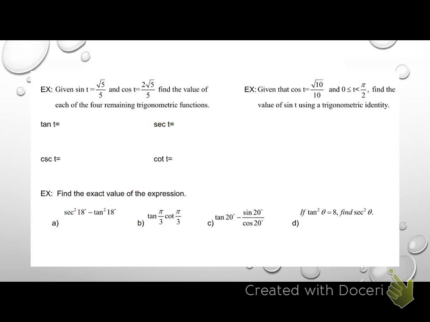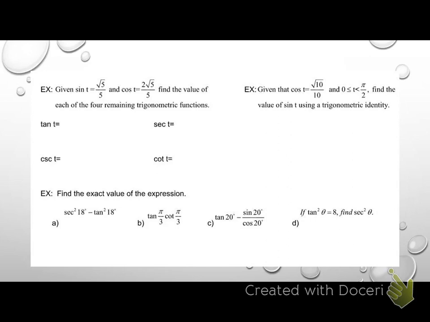Okay? So, for example, we've got some ways that we want to take a look at in terms of trying to use these guys. So the first example here, we have been told that sine of an angle is radical 5 over 5, and cosine of an angle is 2 radical 5 over 5. And we want to find the value of each of the 4 remaining trig functions.